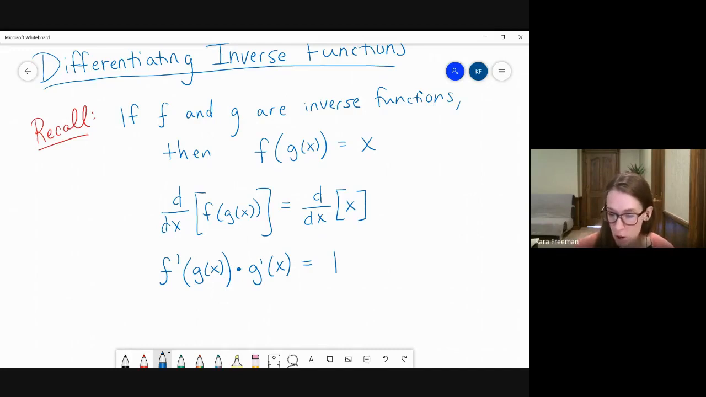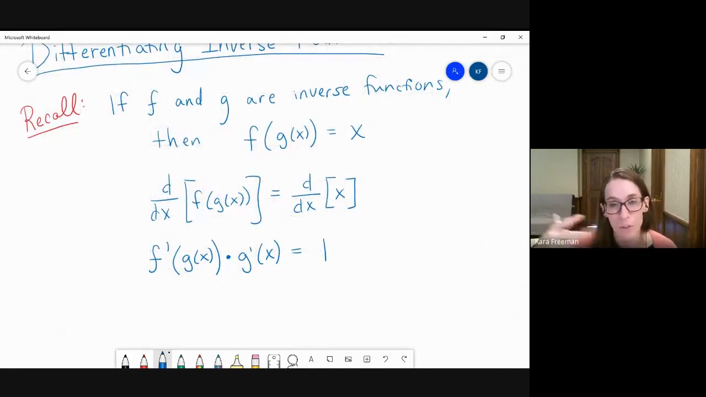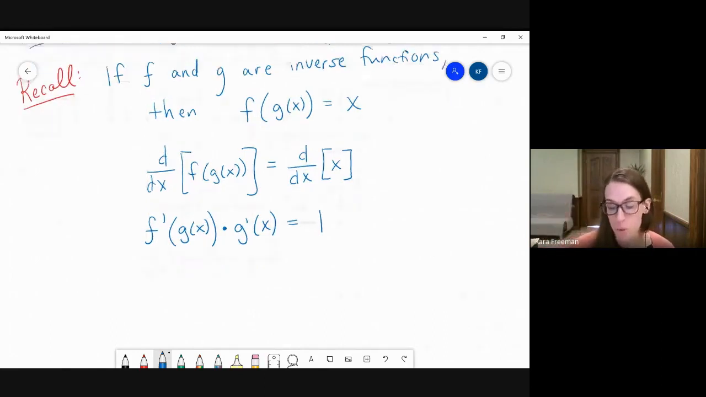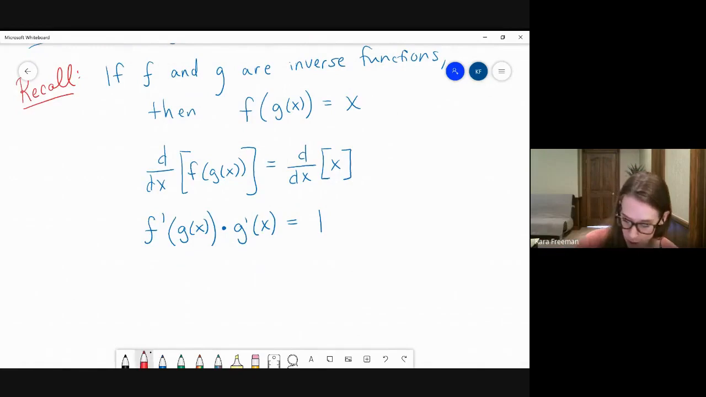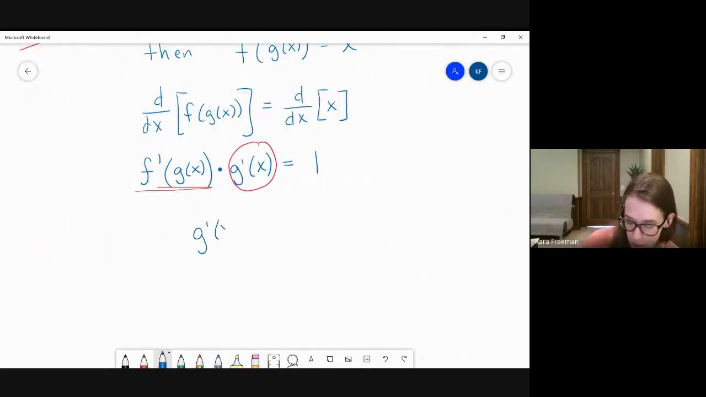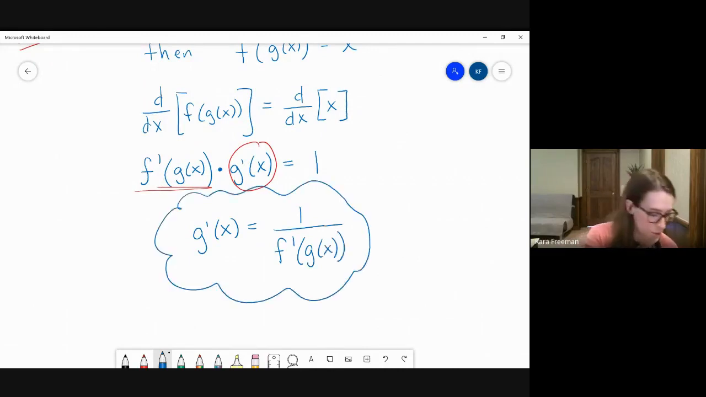Okay, so now what we're trying to find is the derivative of an inverse function. So if g is the inverse function of f, if I want to find the derivative of g, well, that's just this guy right here. That's g prime, right? So if I want to get g prime by itself, then what do I have to do? I have to divide by this term, f prime of g. Okay, so if I divide by that term, then g prime of x, if f and g are inverses, would be described as 1 over f prime of g of x. Now, that is the derivative of an inverse function.